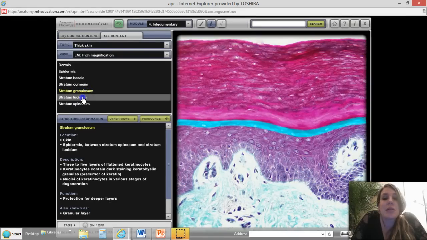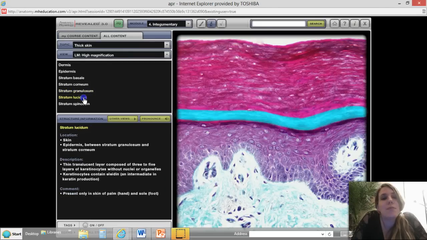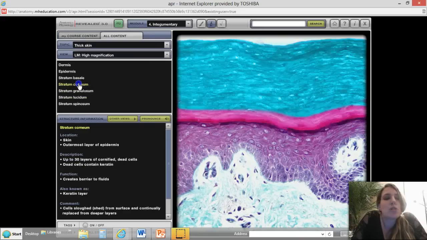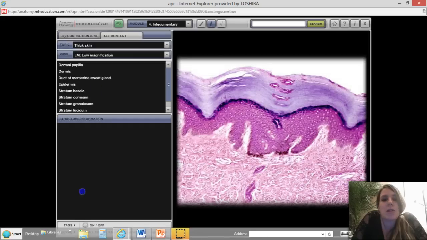And then because this is thick skin, we can see the stratum lucidum, and you'll notice how it looks much lighter than the other areas. So that's your stratum lucidum. And above that, we have the most superficial layer, which is your stratum corneum, which is up to 30 layers of cornified, meaning keratinized, dead cells. So there's lots of keratin there. This is your keratin layer. So that's pretty cool. Let's go to low magnification, see if we can identify those.